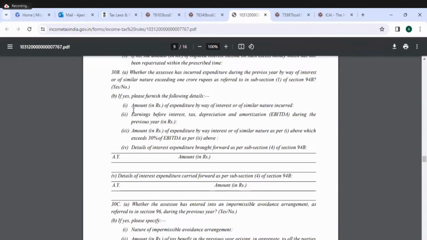32 crores. Second, earnings before interest, tax, depreciation, amortization during the previous year. What is EBITDA in our case? In our case study? Tell me.